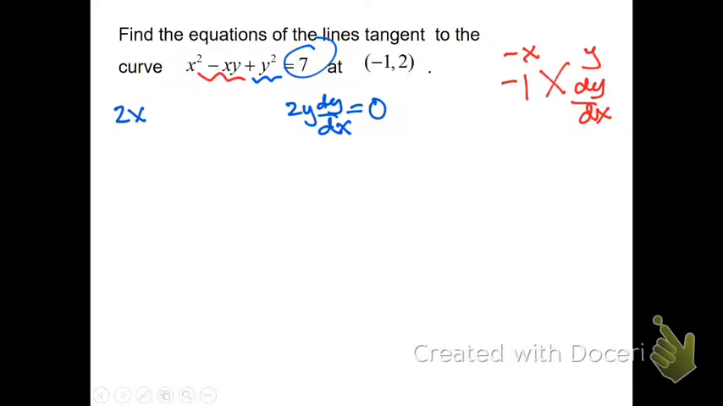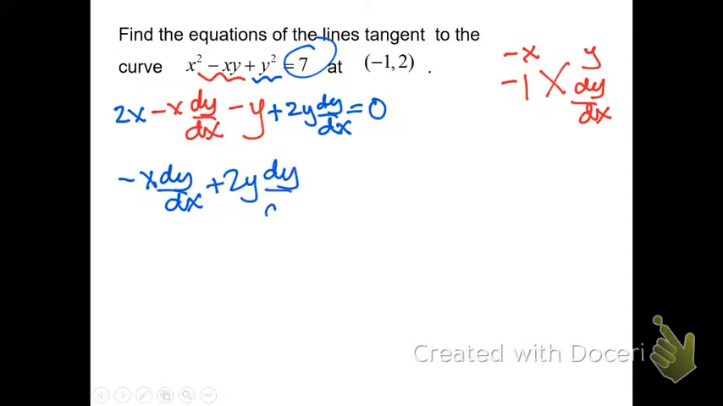Crisscross, okay? And I have a negative x dy dx minus y, and then attaching that was a positive 2y dy dx. Okay, hopefully you got that right. Now we just need to get the dy dx terms on the same side all by themselves, and anything that doesn't have a dy dx goes to the other side. So I'm going to leave my negative x dy dx on the left, leave my 2y dy dx on the left, move the other stuff to the right, negative 2x and a positive y.